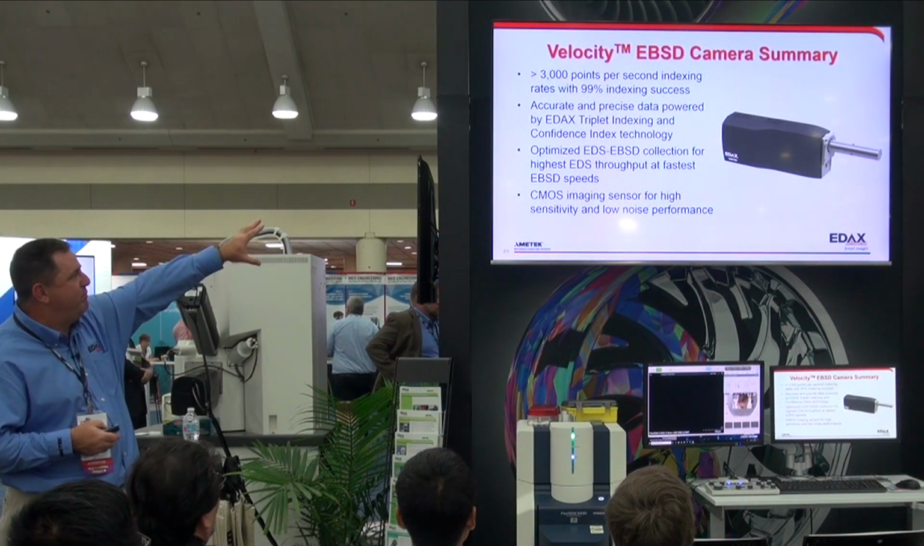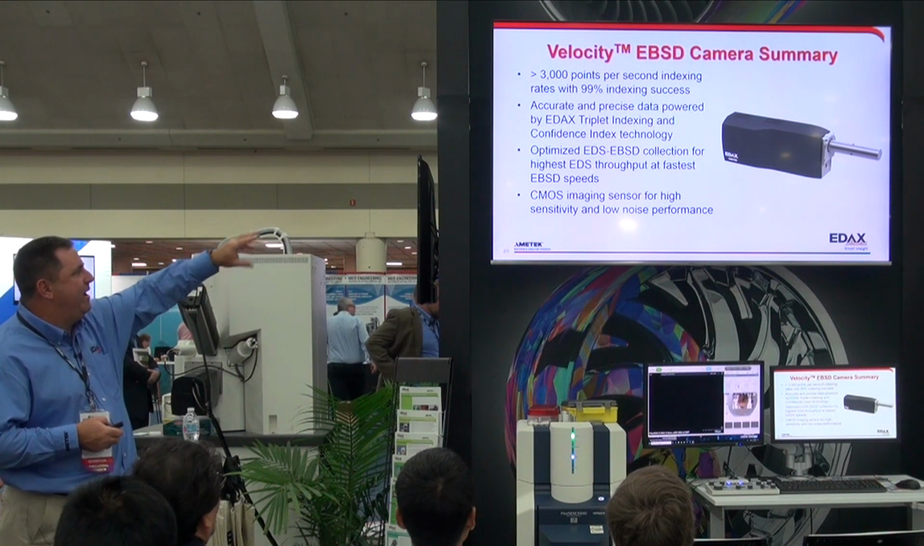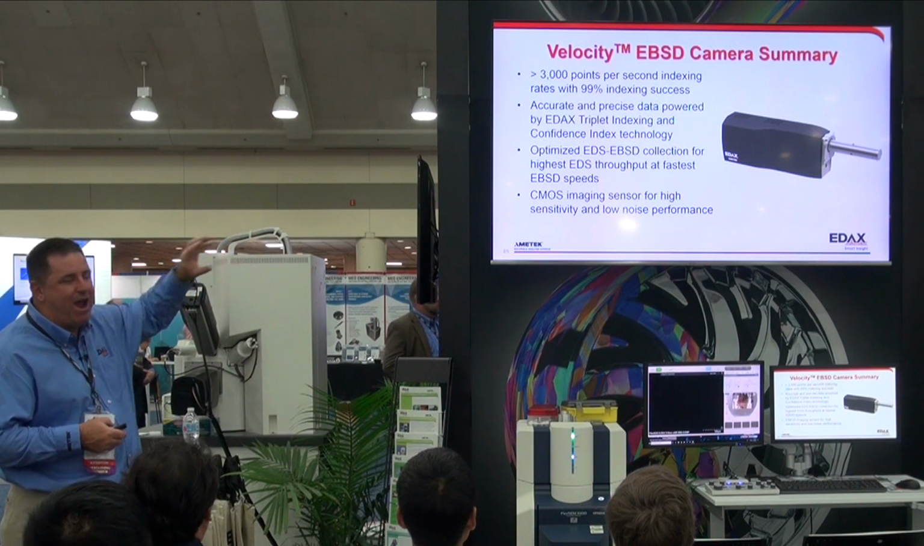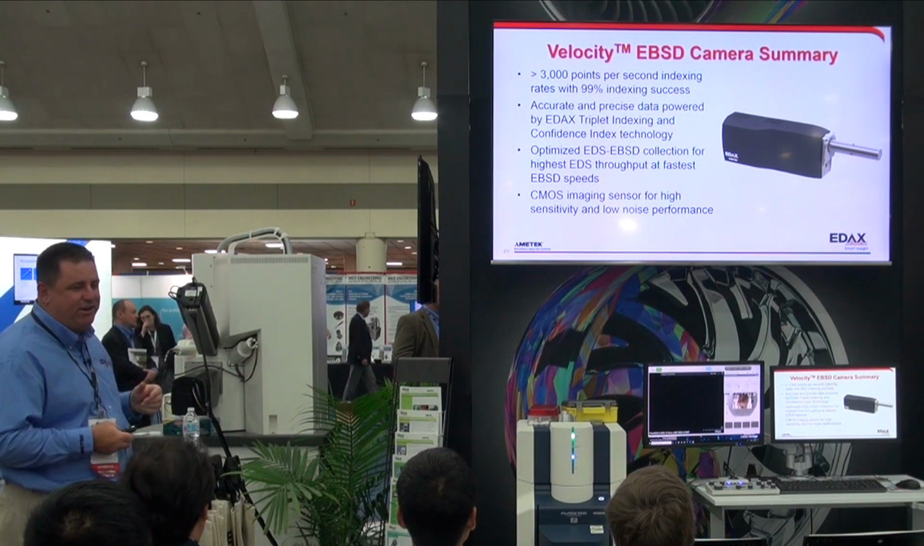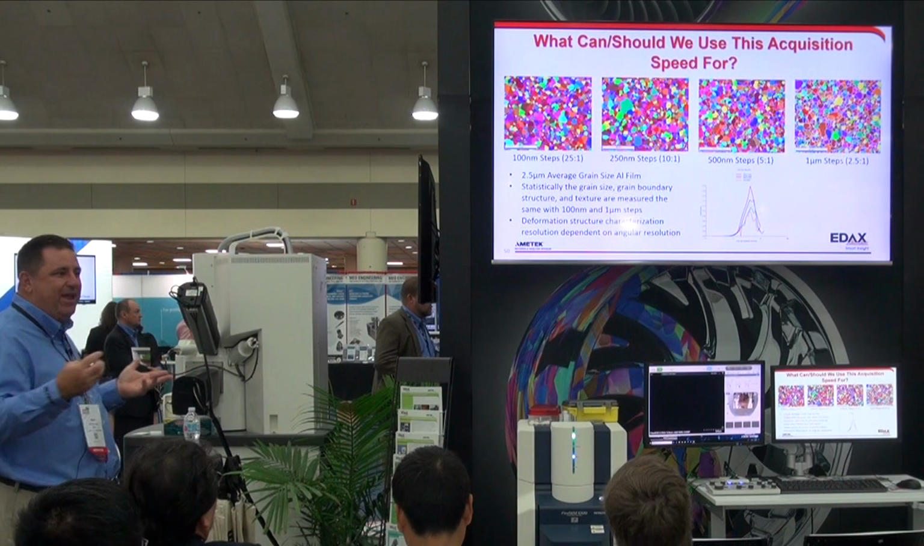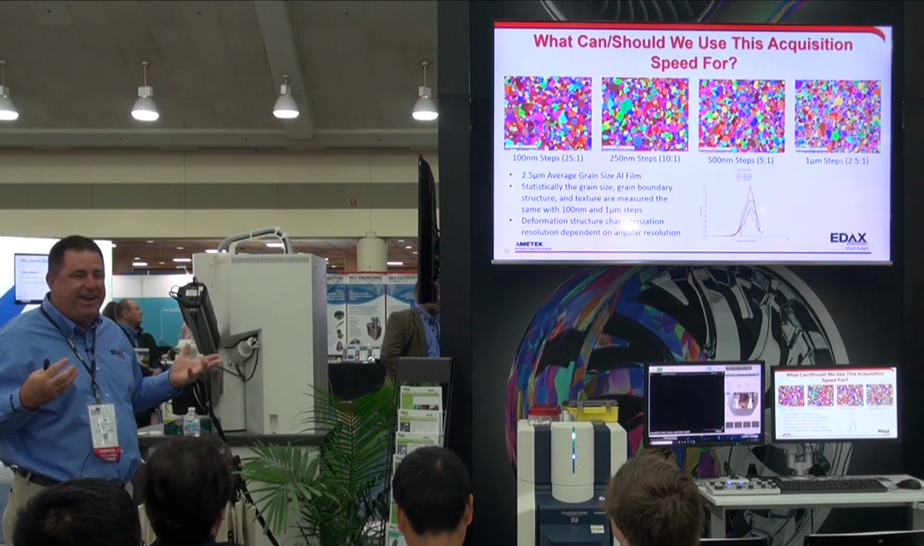So we're coupling sort of proven technology with our EDS detectors as well as this new low noise, high sensitivity, high performance sensor for this velocity detector. The question in my mind then becomes, what do we use this speed for? When we talk about how speeds used to be, we used to collect 20,000 points overnight. And now we can collect it practically instantaneously.